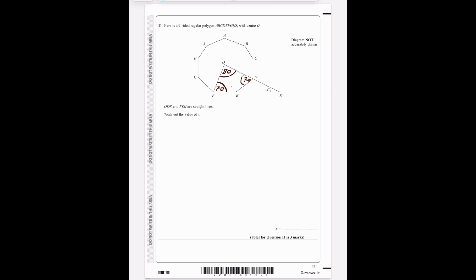and split those, we'll get 70 and 70 either side, and you can see I've marked all the angles inside that shape. We can work out the exterior angle to be 40, and then the angle that forms a straight line from O to D to K will be 110, and deduce that that angle X must be 30 degrees.